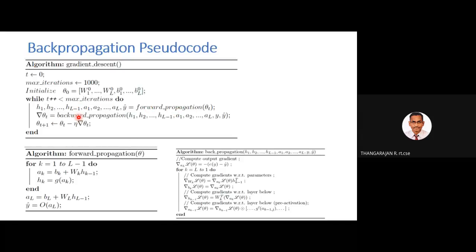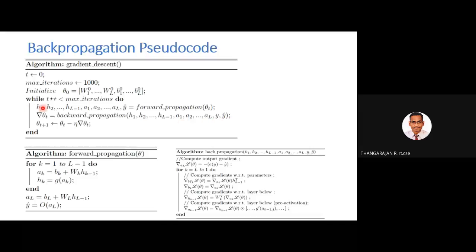And then comes the backward propagation. When you do the forward propagation, you know that Y cap is not close to Y, where Y is the label, the desired output. So there is an error, and this error has to be rectified. For rectifying that error, I have to differentiate the error with respect to the parameters theta. Theta is W and B. That is done by the backward propagation, which uses H1, H2, H L minus 1, A1, A2, A L, Y and Y cap.